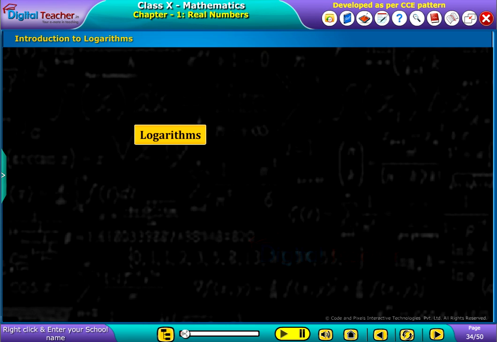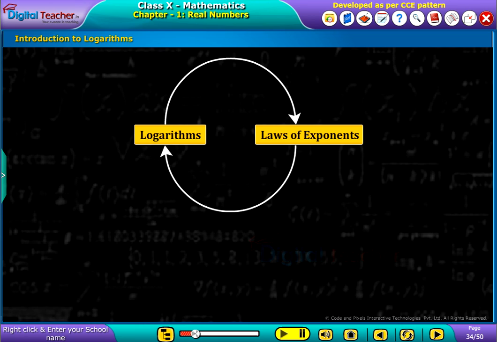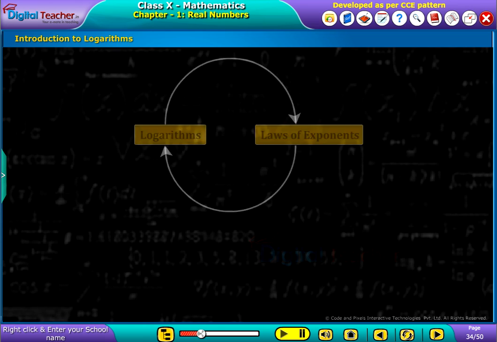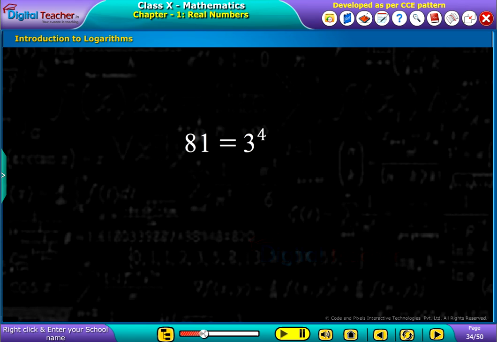Before going to learn about logarithms, we need to recollect laws of exponents. This is because logarithms and laws of exponents are closely related, and in order to understand logarithms, a good knowledge of laws of exponents is required. For example, in the given expression, 4 is called the power or exponent, and 3 is called the base.